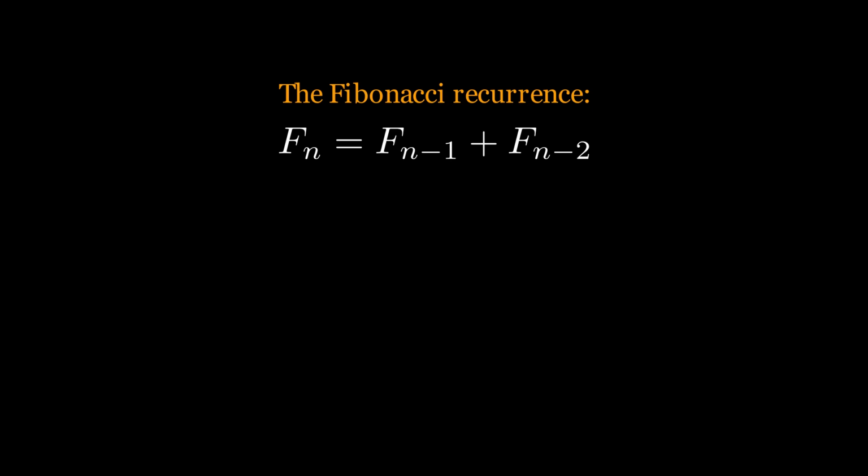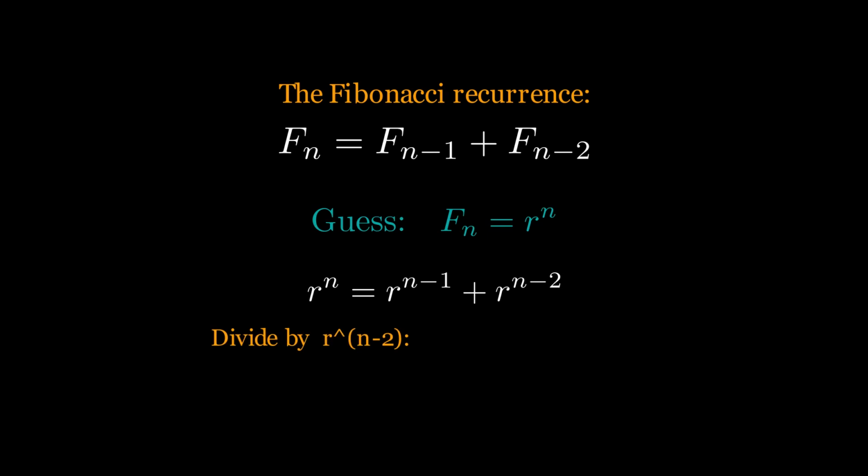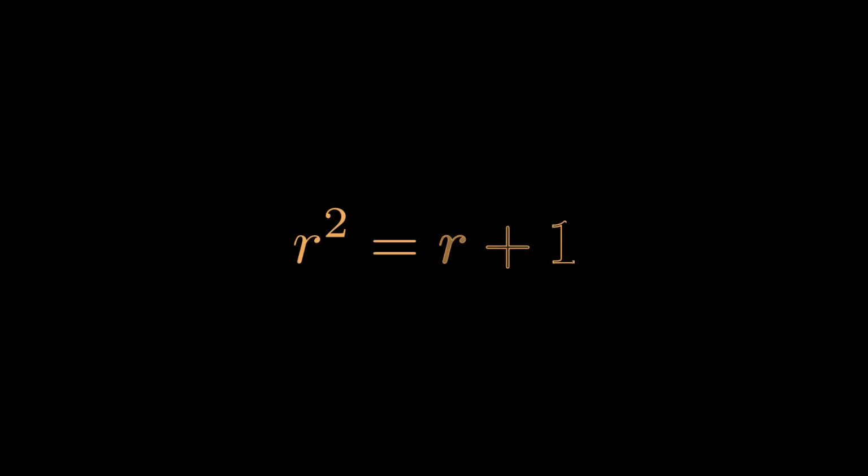Start from the Fibonacci rule. F of n equals F of n minus 1 plus F of n minus 2. We want a closed form. So we make an educated guess. What if the answer looks like r to the power n? Substitute. r to the n equals r to the n minus 1 plus r to the n minus 2. Both sides share a factor of r to the n minus 2. Divide through. r squared equals r plus 1. This is the characteristic equation of the Fibonacci recurrence. Simple. But it contains everything we need.